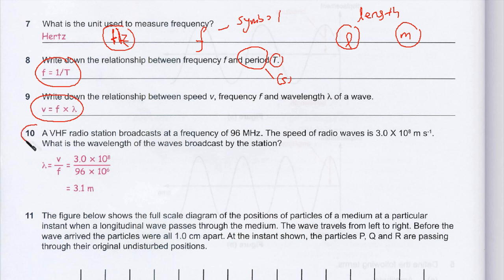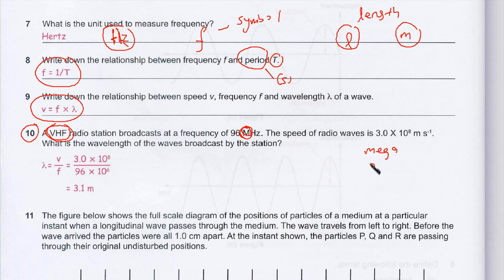Now comes a question. A VHF radio station. You might ask, what's a VHF? This is only a short form for very high frequency radio station. Don't bother about this if you don't understand. This very high frequency radio station broadcasts at a frequency of 96 megahertz. This is mega. Refer to chapter 1. We have got mega.